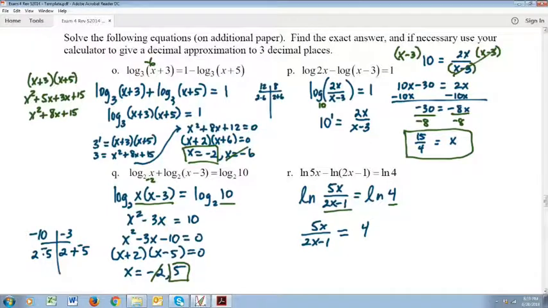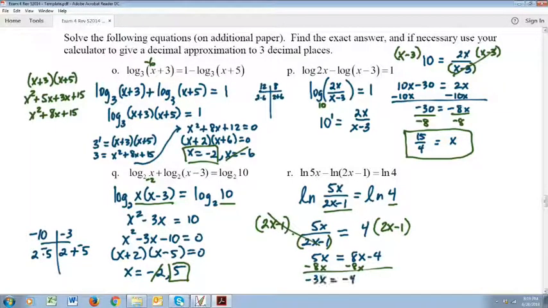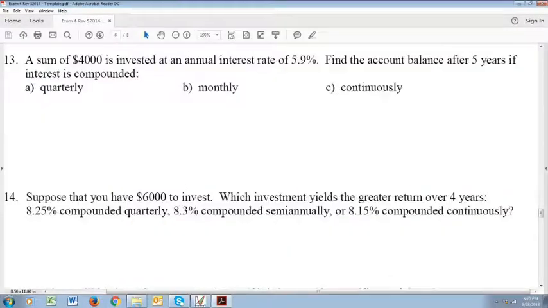I need to clear fractions. I'm going to go ahead and multiply the left side there, and I get 5x. On the right side, you got to distribute. You get 8x minus 4. Let's go ahead and subtract 8x on both sides and divide by -3. And so we get 4/3. And that is a good answer. You can check it if you'd like, but you're certainly not taking the log of a negative. That's the main thing to watch out for. Let's go ahead and move on.